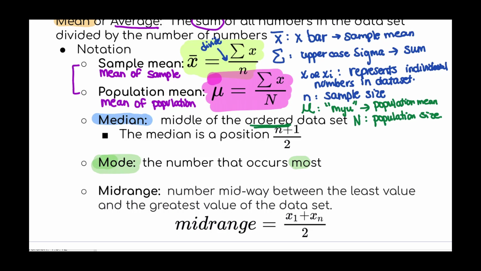And then finally, we have mid-range. And mid-range is a number that is midway between the least value and the greatest value. So when we say least value, we mean the smallest. So the smallest number in the data set and the greatest number in the data set. And we add those two together, and then we divide whatever we get by 2, and that will give us the mid-range. So there's that formula for mid-range.